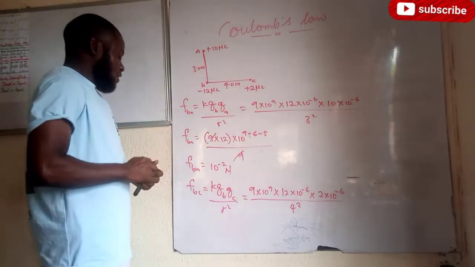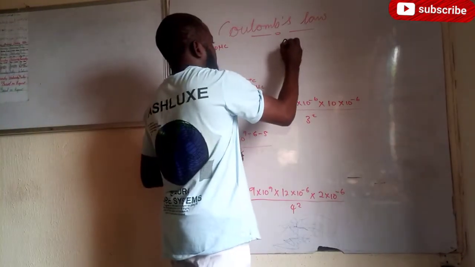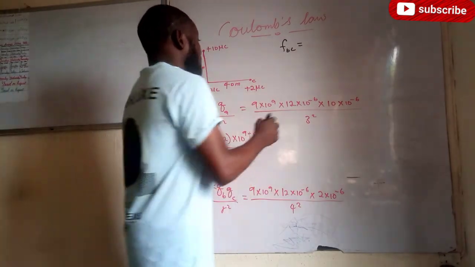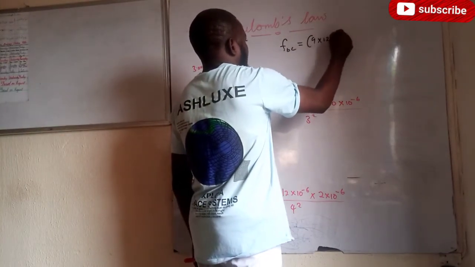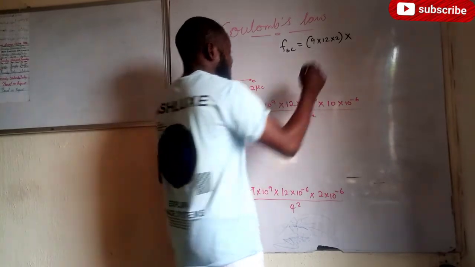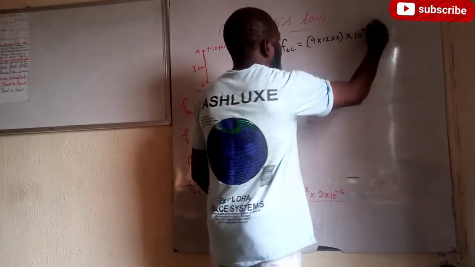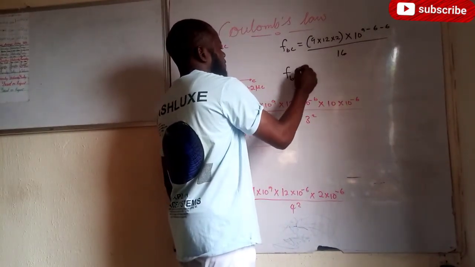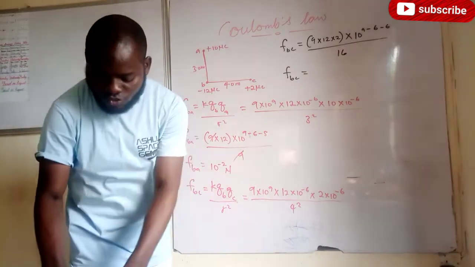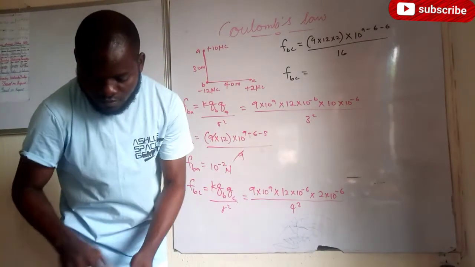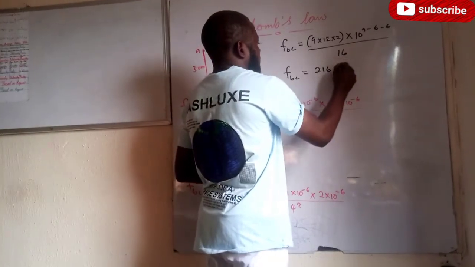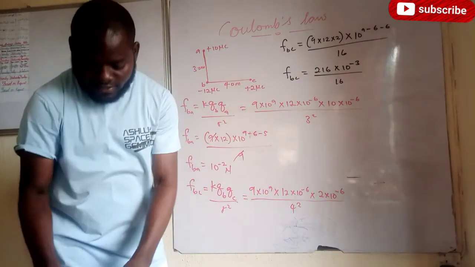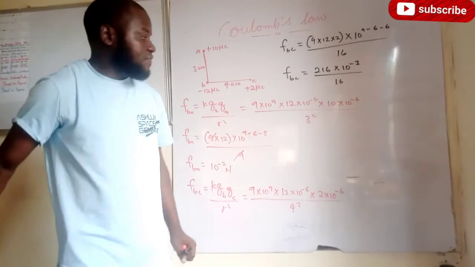Cool. Therefore, we have that FBC is equal to 9 times 12 times 2, then multiply by 10 to the power of 9 minus 6 divided by 16. Cool. So that will give us 9 times 12 times 2, which is 216, multiplied by 10 to the power of minus 3 divided by 16. Can 16 divide 216? Good. We have 13.5.